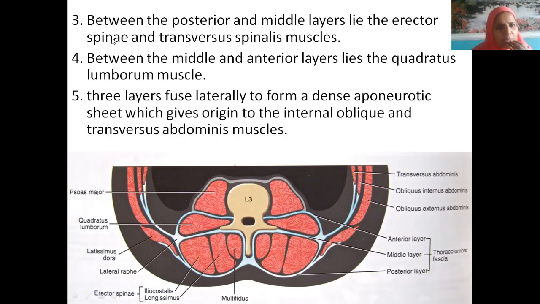Okay, so the same thing is written here, but between the posterior and middle layer we have erector spinae and transversospinalis muscle, nothing but part of erector spinae. Between the middle and anterior, it is written here, very easy: between the middle layer and anterior layer we have quadratus lumborum. These three layers, anterior, middle and posterior, fuse laterally, and they become a very thick aponeurotic sheet.